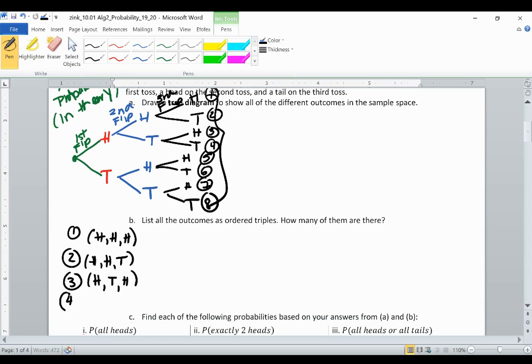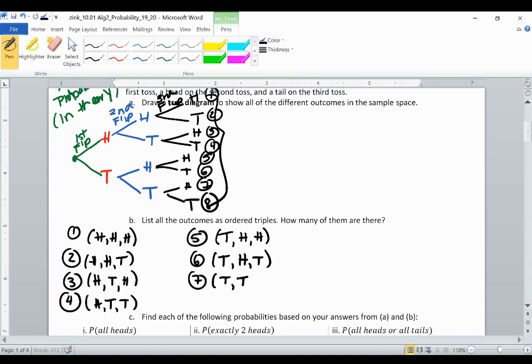The fourth one would be heads, tails, tails. The fifth one would be, now we're going down to the tails first. So tails, heads, heads. The sixth one is tails, heads, tails. The seventh is tails, tails, heads. And the eighth possibility is tails, tails, tails.